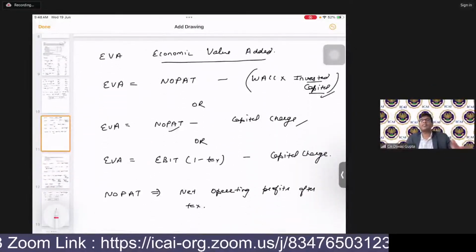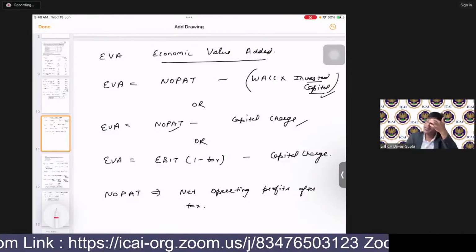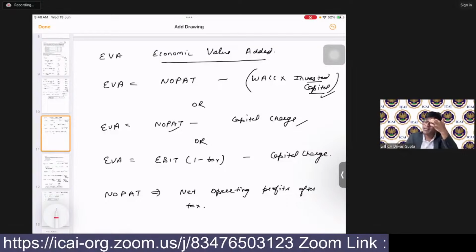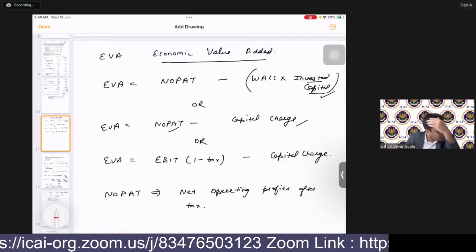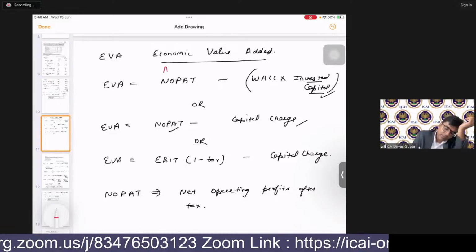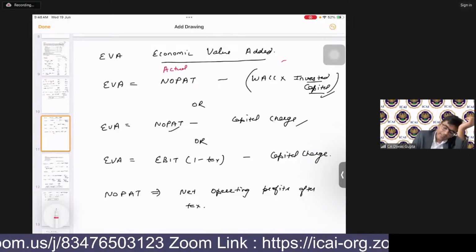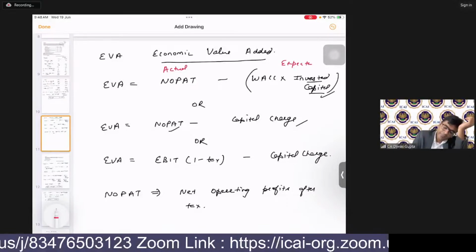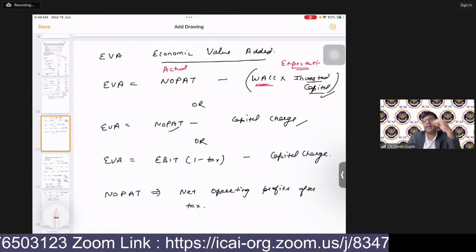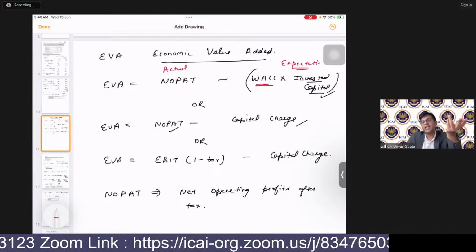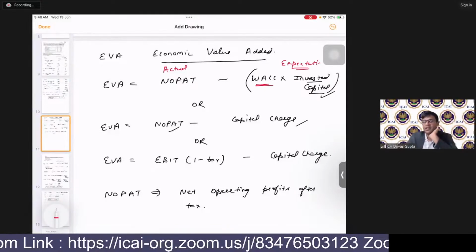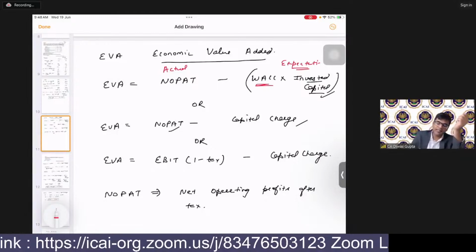Now let's come to economic value added. This is again an important concept, students. Economic value added is actually what your business is earning versus what is expected out of the business. This is actual and this is expectation. So we expect WACC, right? WACC is the expectation of each and every instrument holder: equity, debt, preference. So the weighted average of that is the expected return, minus the actual return.